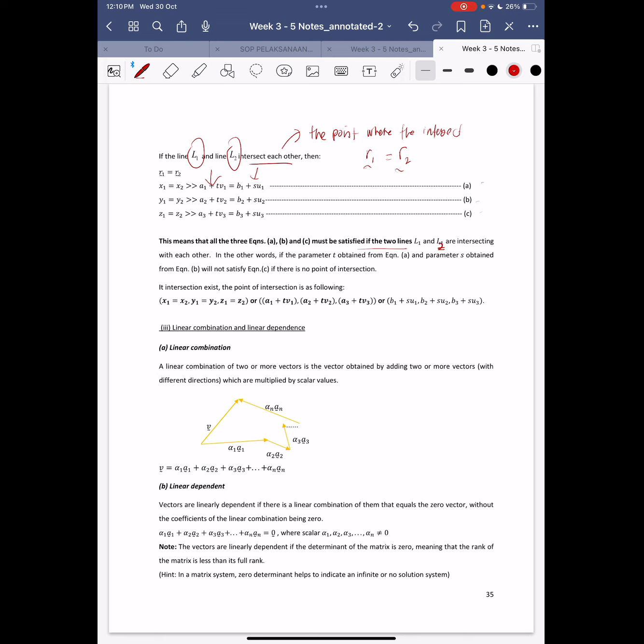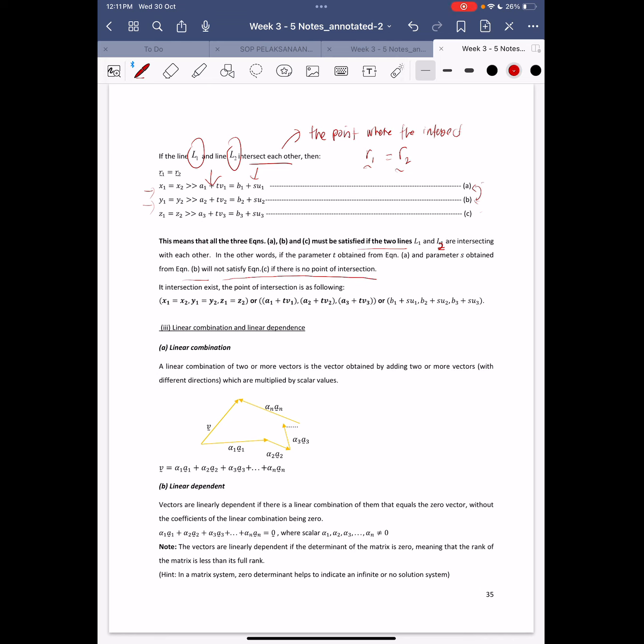In other words, if the parameter T is obtained from equation A and the parameter S is obtained from equation B, and they do not satisfy equation C, then there is no point of intersection. As long as they are intersecting with each other, we can make them equal and then solve for T and S here. However, if they are not intersecting with each other, we cannot make X1 and X2 equivalent to each other, because they are not intersecting.